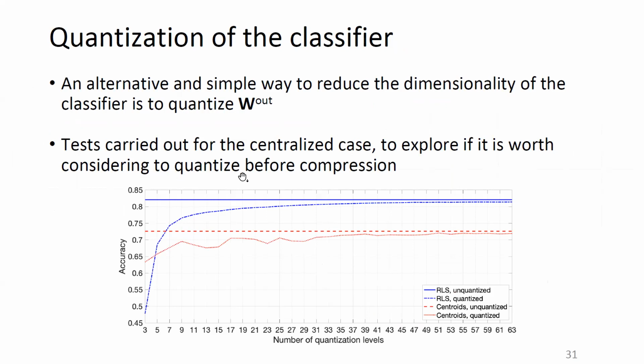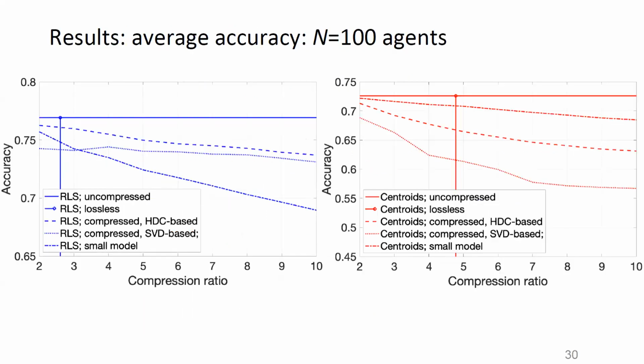Let me just say one other thing: in this case, distributed SVD and HDC were noticeably better than the small models. This is expected because in the proposed approach, the noise introduced to the compressed classifier gets averaged out, and the more classifiers get aggregated, the better it is for mitigating the noise. So this is also something we need to bear in mind when deploying it with a small number of nodes in the network.